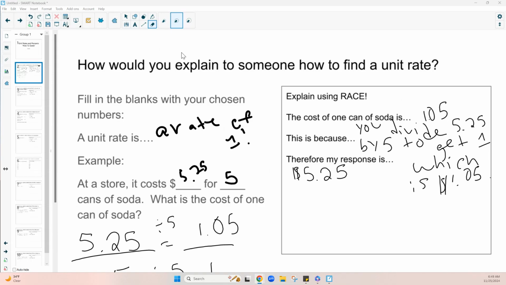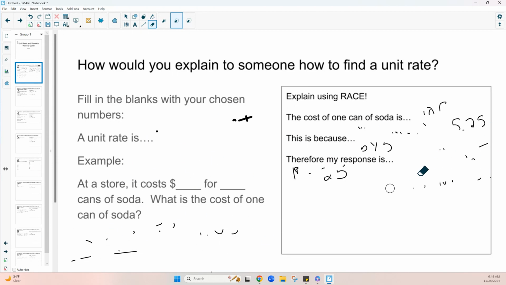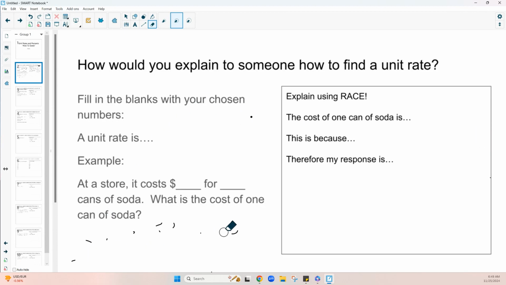Alright, so first thing here we need to explain to somebody how we would find a unit rate. But first thing we need to remember is what a unit rate is. A unit rate is a rate of 1 unit. For instance, if you go to a grocery store and you buy a 12-pack of soda, what would the cost of just 1 pack of soda be? So let's take a look at what that would look like.